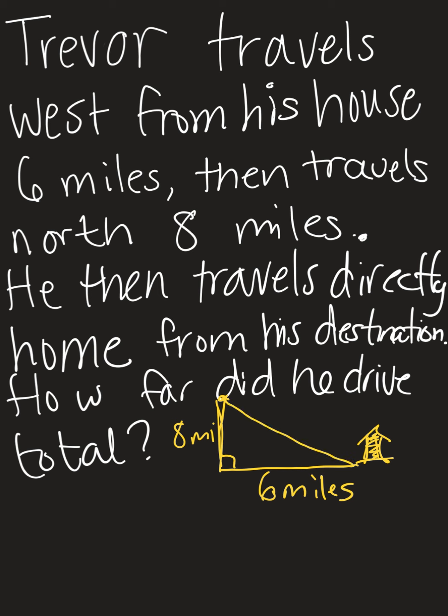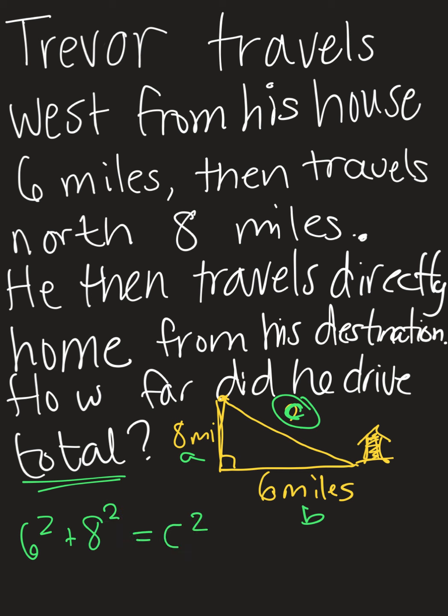I don't know how far he traveled directly home, but keep an eye on what the question is asking, because in this case it doesn't ask how far is he from home. It says how far did he drive total. So not only do I need to find how long this side is, side C, but I also need to add all the sides up once I do that. So I have my two legs. This is A and B, right? Because C is my diagonal. It's the one that's across from the right angle. So I have 6 squared plus 8 squared equals C squared. So I'm going to solve for C first, and then I'm going to add them all up.